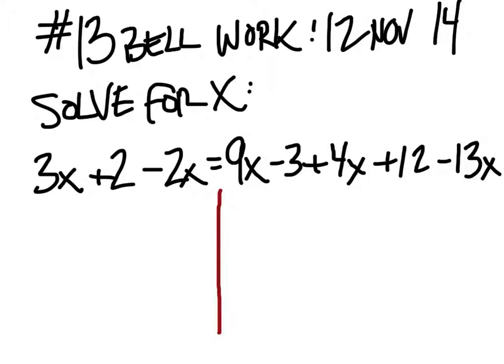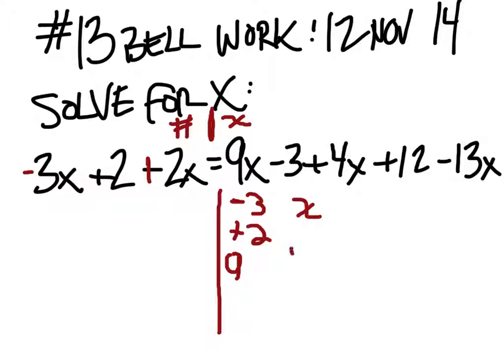Okay, so this will be the number side, and this will be the X side. No, that's better. And then this becomes a negative, and that becomes a positive. So then we do -3, +2, and 9. You have to do X for all of these.